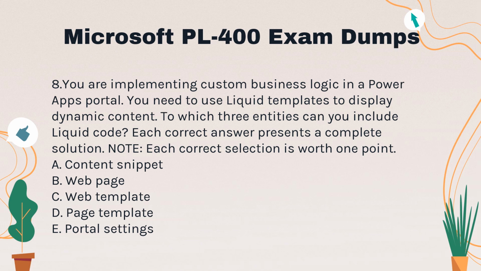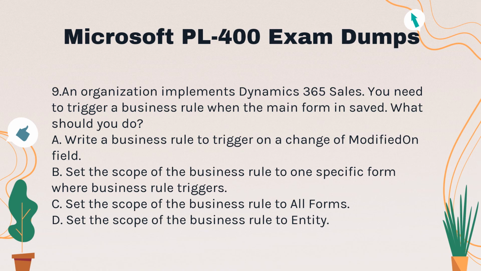8. You are implementing custom business logic in a Power Apps portal. You need to use liquid templates to display dynamic content. To which 3 entities can you include liquid code? Each correct answer presents a complete solution. Note: each correct selection is worth 1 point. A. Content snippet. B. Web page. C. Web template. D. Page template. E. Portal settings.